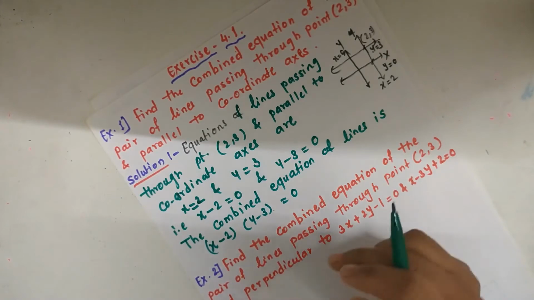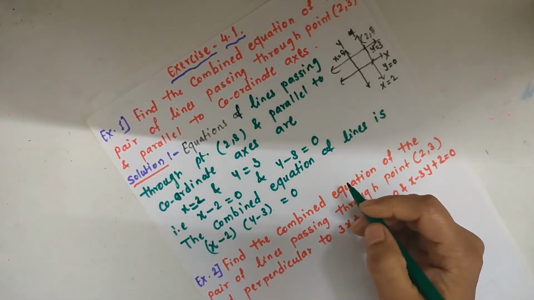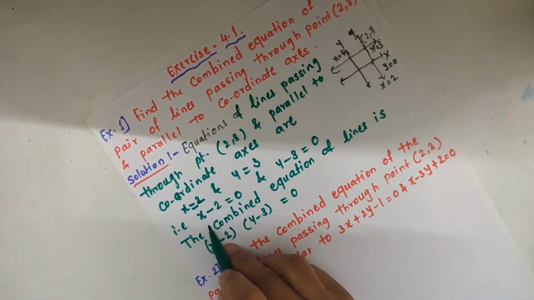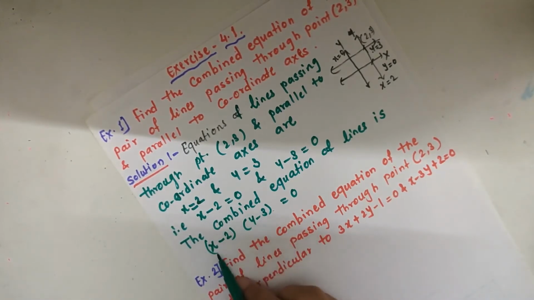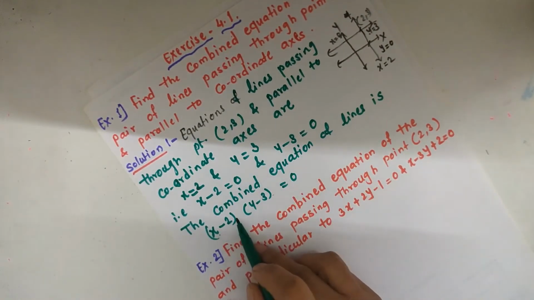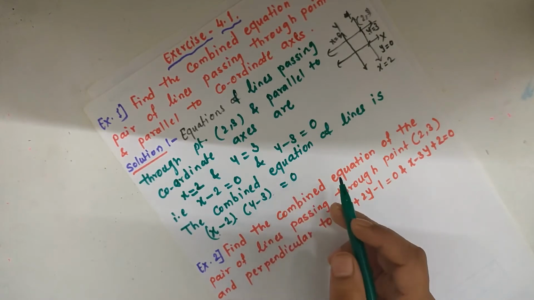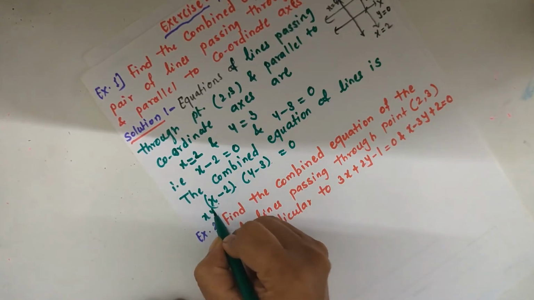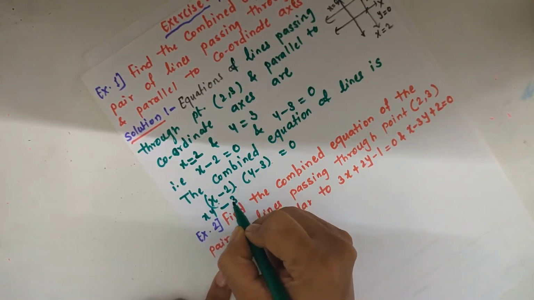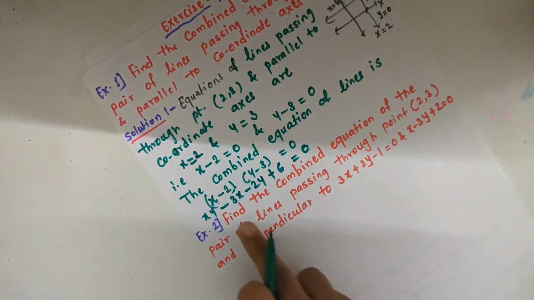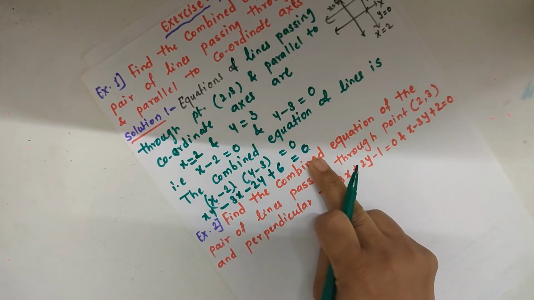We know that if u is equal to 0 and v is equal to 0 are two lines, then their combined equation is u into v is equal to 0. So using this theorem, we can calculate the combined equation, that is the product of these two equations of lines: x minus 2 into y minus 3 is equal to 0. Now simplifying this bracket, we get xy minus 3x minus 2y plus 6 is equal to 0. This is the combined equation of the required lines.